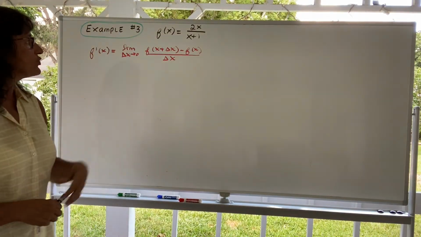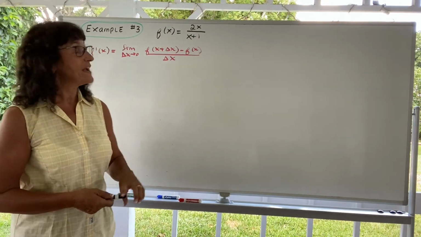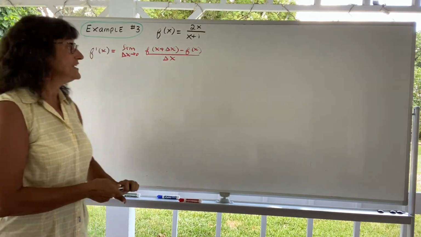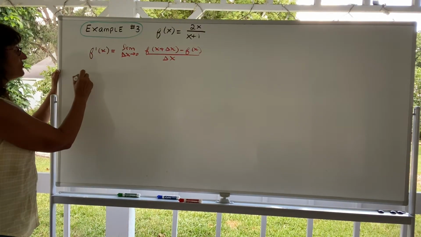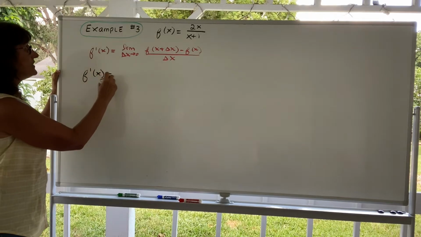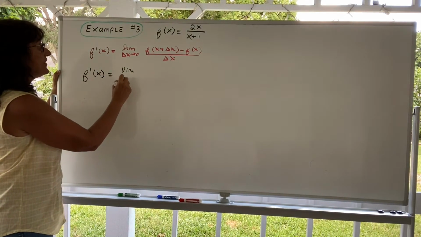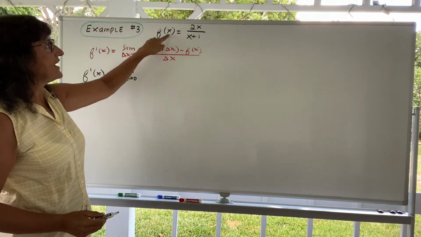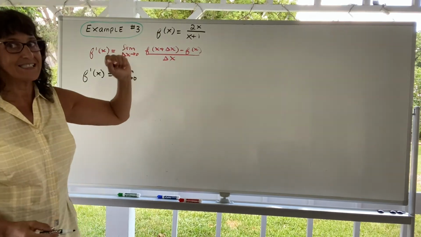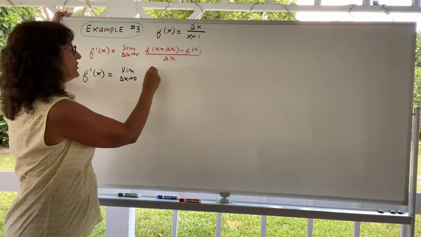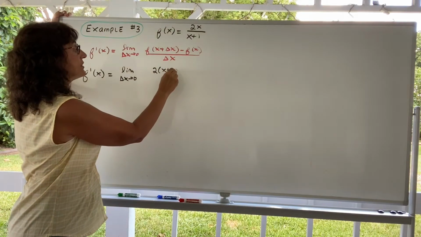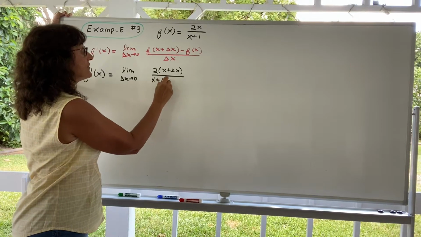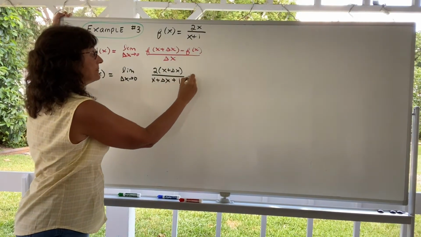All right, so let's be careful here with the rational expression. Let's substitute in with the function notation. So let's substitute our function into this, okay? So we end up with a limit as delta x goes to 0. In the numerator, f of x plus delta x, I have to go to my function and change the x's to x plus delta x. That gives me in the numerator 2 quantity x plus delta x over x plus delta x substituted in, and then plus 1, okay?